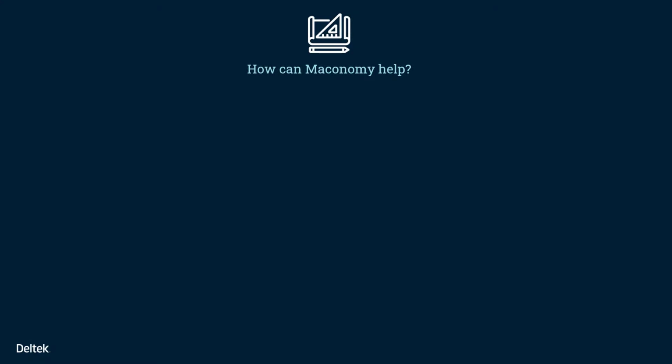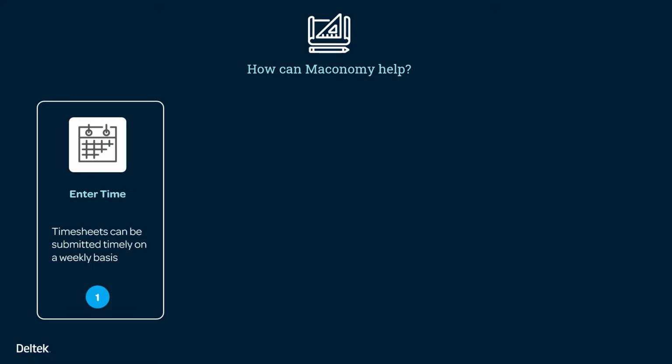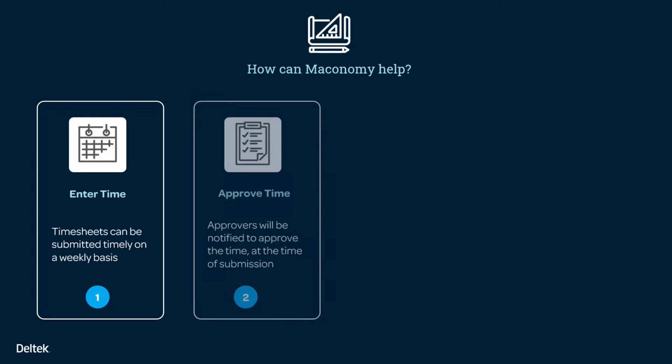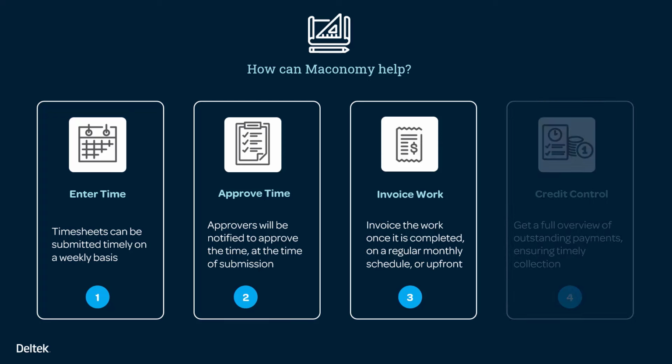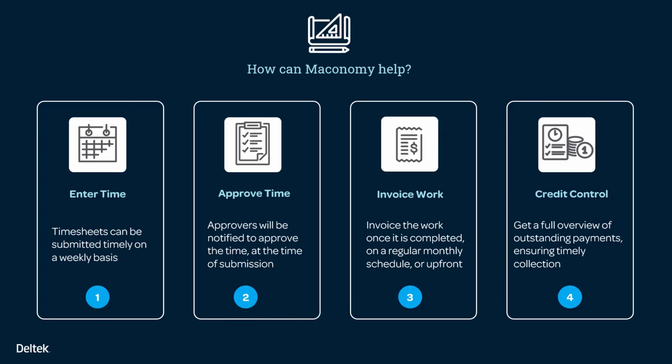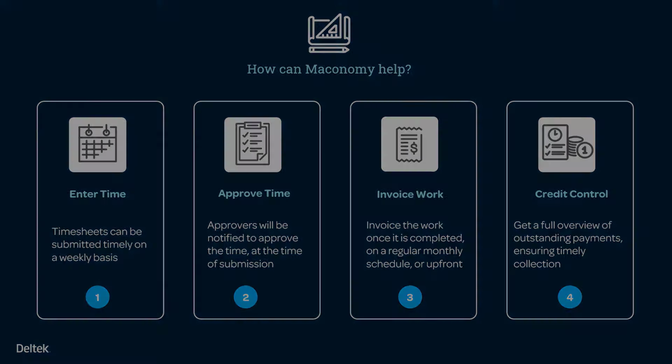So how can Meconomy help with this process? We can ensure that timesheets are submitted in a timely fashion every week. Once the time hits the projects, the approvers will then be notified to review the timesheets, which happens at the time of submission. We can then invoice the work once it has been completed, or on a regular monthly schedule. And the credit control functionality gives us a complete overview of any ongoing invoices and reminders, ensuring timely collection.